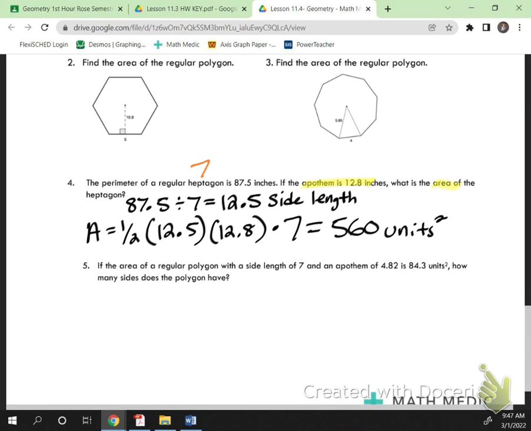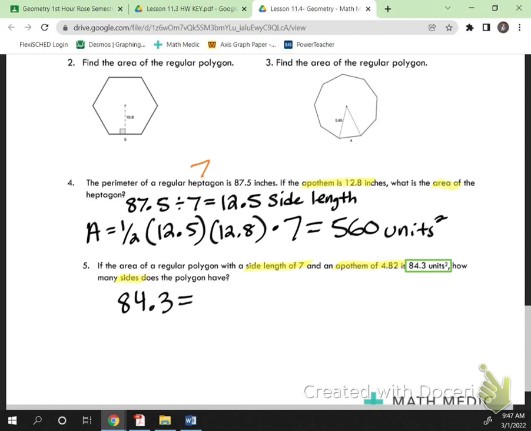Let's look at 5. If the area of a regular polygon with side length 7 and apothem 4.82 is 84.3 units squared, how many sides does the polygon have? Okay, this time I'm given the area. It's 84.3 because that's labeled in units squared. That's your key. It's labeled in units squared. That's the area. So I'm going to plug that in for A instead this time.